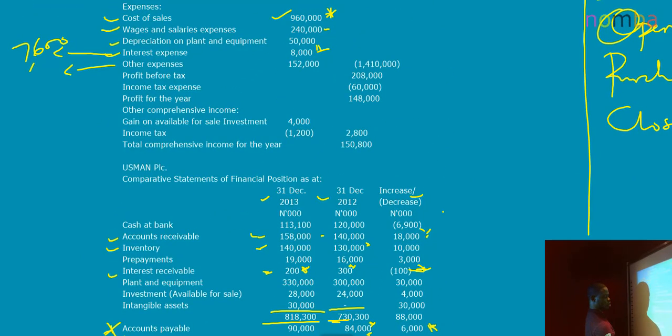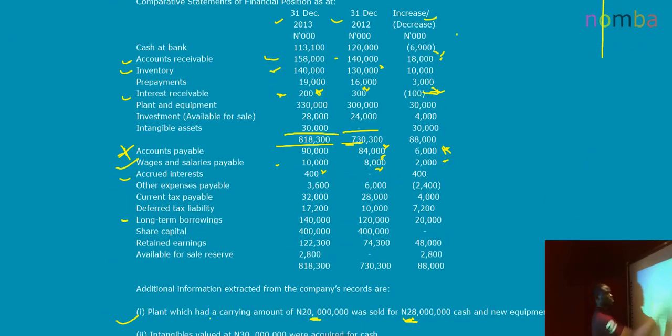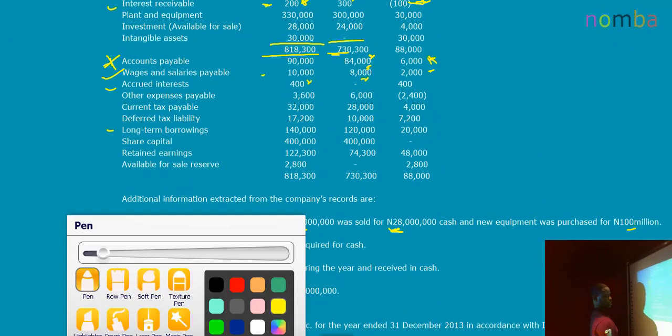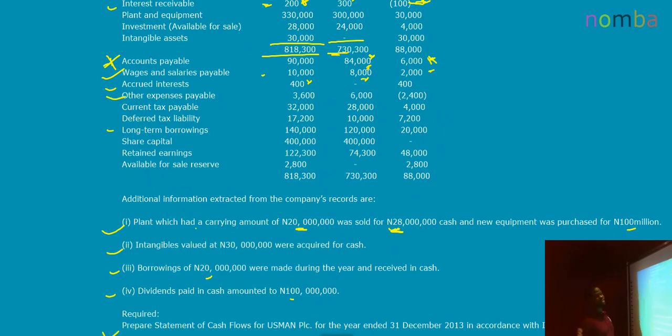So the next item here is other expense, and it is 152,000. So we need to make a decision as to whether it has been fully paid or not. And for you to do that, you will go to your statement of financial position and see, are we still owing any of these other expenses? So we go to the liability section. As we have it, there is an other expense payable, which at the beginning of the period was 6,000 and at the end is 3,600. So it has decreased by 2,400.